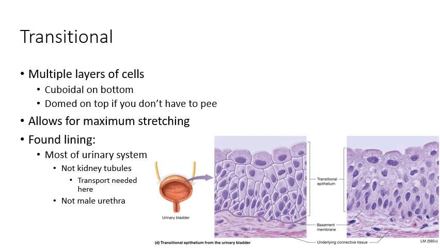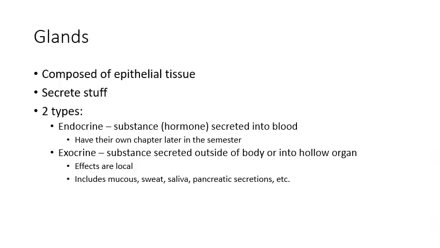Okay. So those were the subtypes of epithelial tissue. Now I'll very briefly mention glands, which are always composed of epithelial tissue. Glands make stuff and secrete it. You have two basic types of glands, endocrine glands and exocrine glands. Endocrine glands make a substance that is secreted into the blood because this is some signaling molecule that is carried in the blood. It's defined as a hormone.